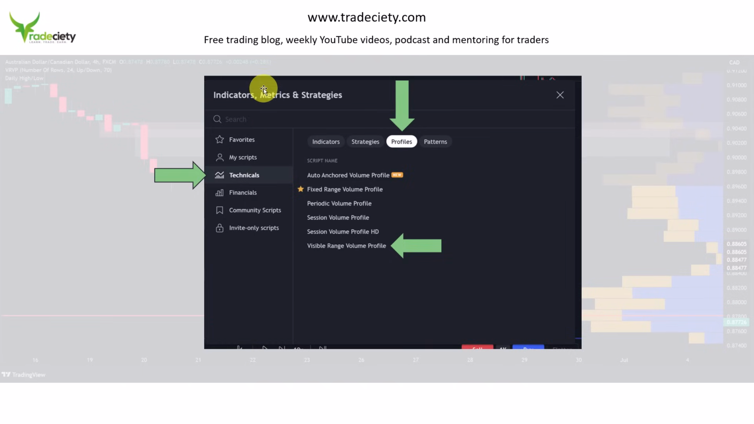In TradingView, you just open your indicator, you can go to technicals, you click on the profiles, and then you want to use the visible range volume profile. There are a few other volume profiles, you can play around with them, but that's the one I use in this video.